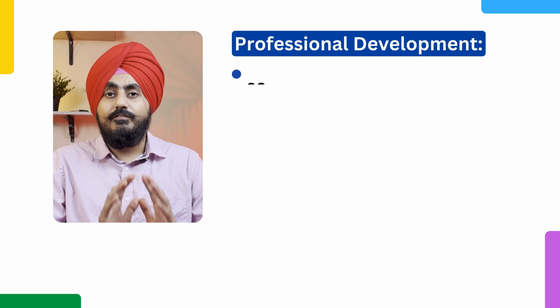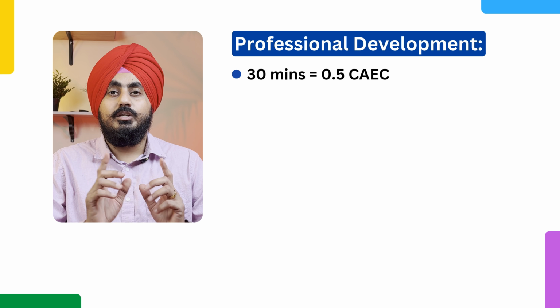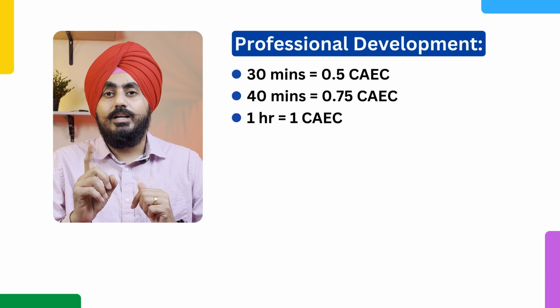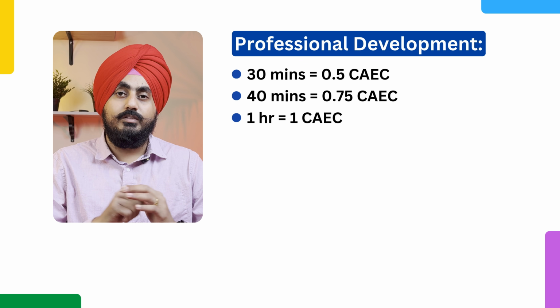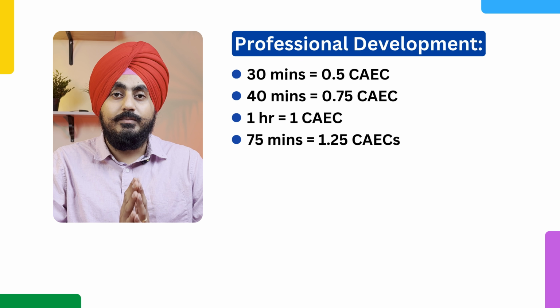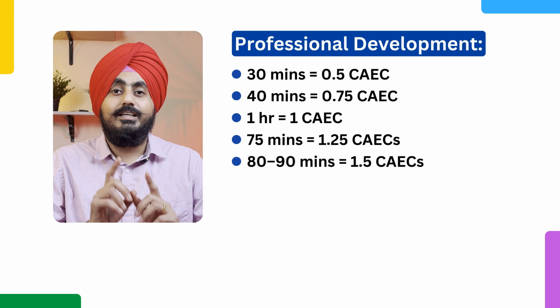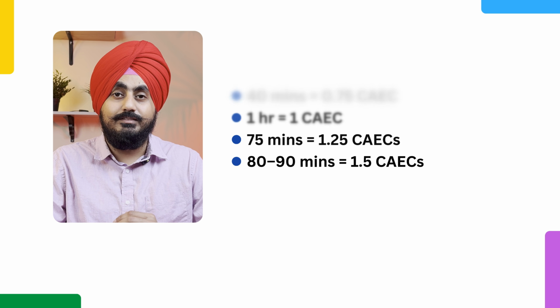IAAP has made it easy and wants to reward you even for the shortest sessions. Every 30 minutes of learning equals 0.5 CAECs. So if you attend a 1-hour webinar, that's 1 full CAEC. Got a 75 minutes training, that's 1.25 CAECs. Longer sessions up to 90 minutes can get you 1.5 CAECs.